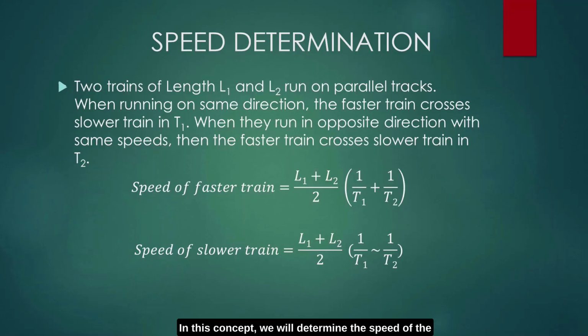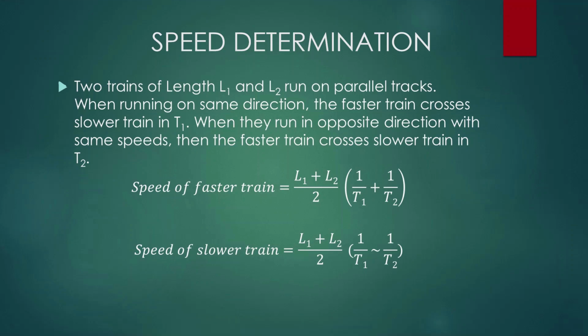In this concept, we will determine the speed of the individual trains based on the length and the time taken. It is given that two trains of length L1 and L2 run on parallel tracks. When they run in the same direction, they cross each other in t1 seconds, and when they run in the opposite direction, they cross each other in t2 seconds. It is very clear that the faster train only will cross the slower train. Therefore, in both the cases, we need to find the speed of the faster train and the speed of the slower train.